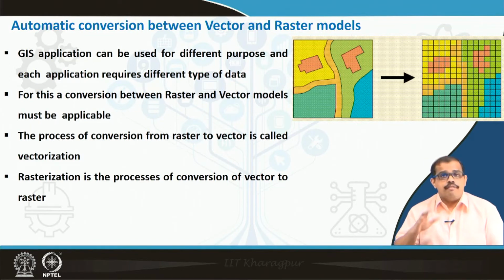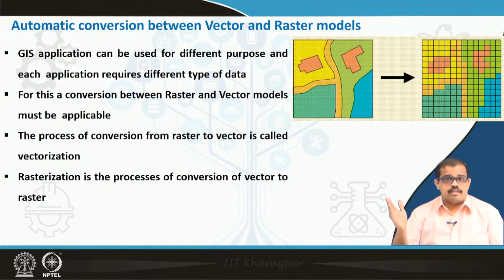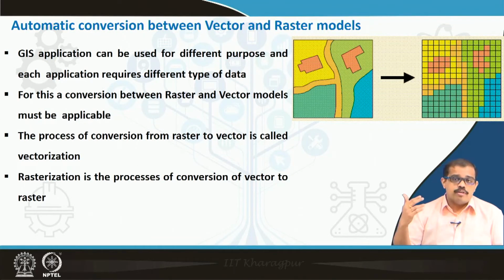Now, if we have to convert this vector data, you need to know a process called vectorization. If you are converting a vector data to a raster data, it is called vectorization. If you are converting a raster data into a vector data, it is called rasterization. When you are looking at this kind of conversion, you need certain things to be kept in mind, that is what we will look at.